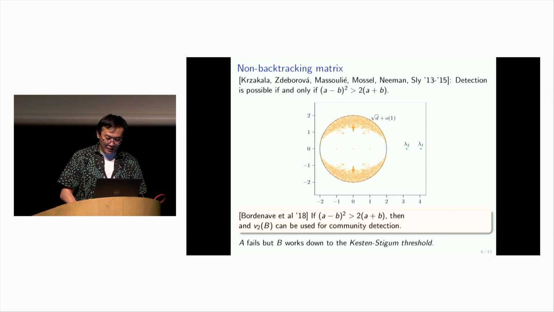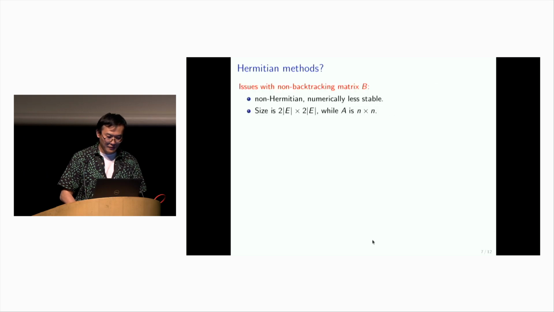But today we are looking at a different way to solve it. So in this line of work, the conclusion is that if you look at the adjacency matrix, it will fail. But if we do the spectral method on the non-backtracking matrix, it works down to this Kesten-Stigam threshold. However, there are some issues with the non-backtracking matrix. First of all, it's a non-Hermitian operator, and a standard numerical linear algebra package will not be very stable for non-Hermitian matrices. There are some stability issues.